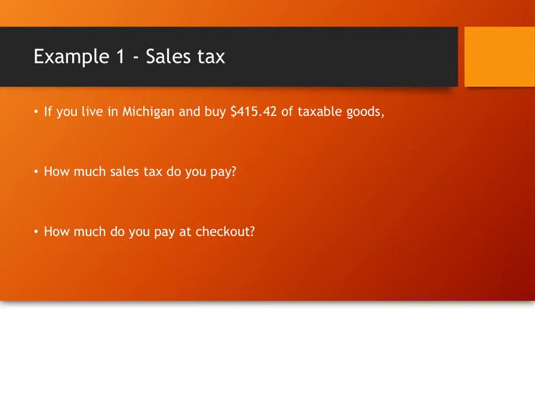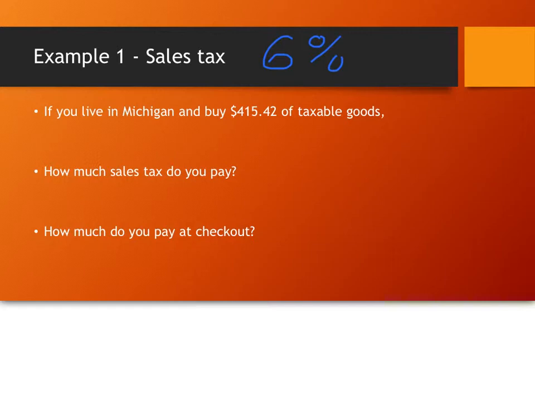Alright, so let's start with an example. Our first example of sales tax is going to be in the state of Michigan. That means we have a 6% sales tax. There's at least 6% in 2014 when this video is being made. So let's pretend you go into a store and you buy $415.42 worth of taxable goods. How much sales tax do you pay?